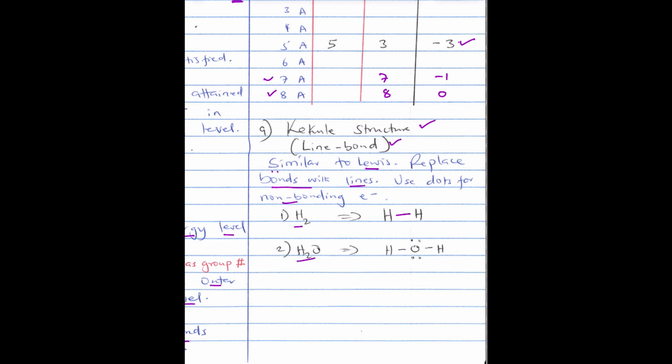Water, we'll have a line between hydrogen and oxygen, and then we're left with 2 electron pairs. That's 4 electrons on oxygen, and we need to show those. So oxygen has 2 electron pairs. Remember, the Lewis structure for water was written like this, and we were using electron pairs instead of the bonds.